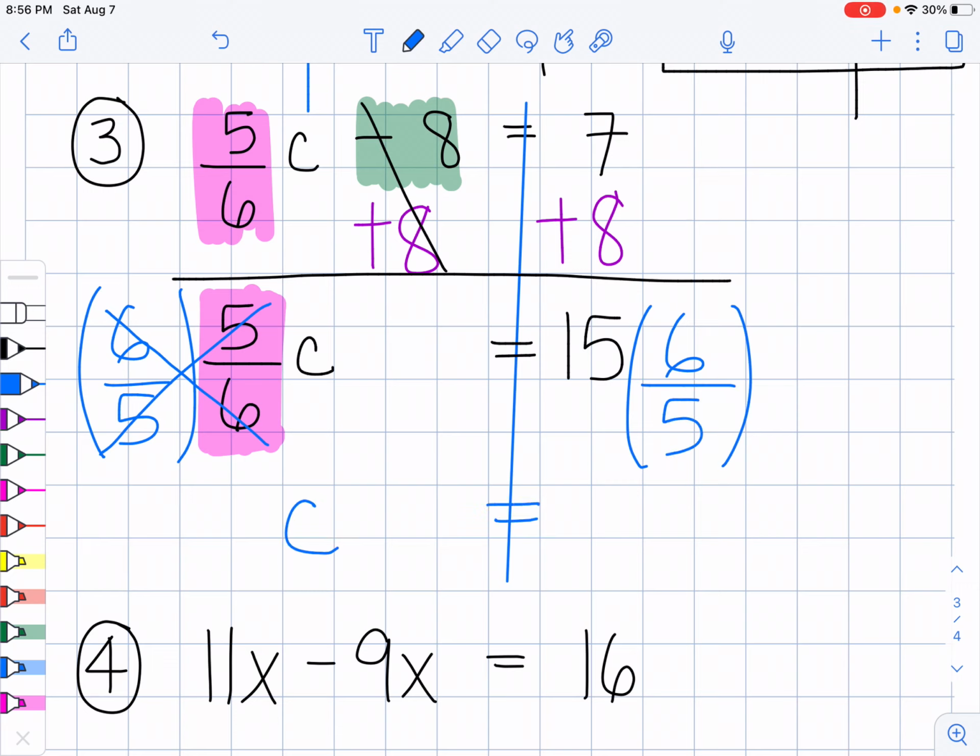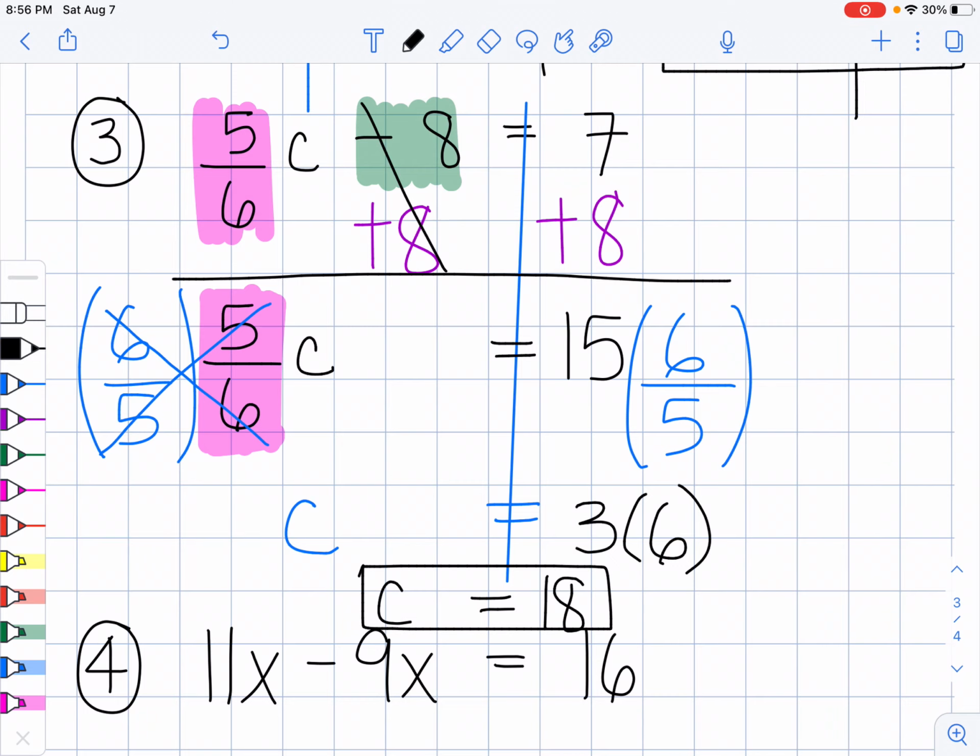Okay, so now I get 15 times 6 divided by 5, and remember, if we use our order of operations, we said that multiplication and division, I can do in any order, right? So I'm going to do the division first because it's going to make my number smaller. So I'm going to do 15 divided by 5 first, and that's going to give me 3, and 3 times 6 is going to give me 18. So 18 is going to be my final answer.